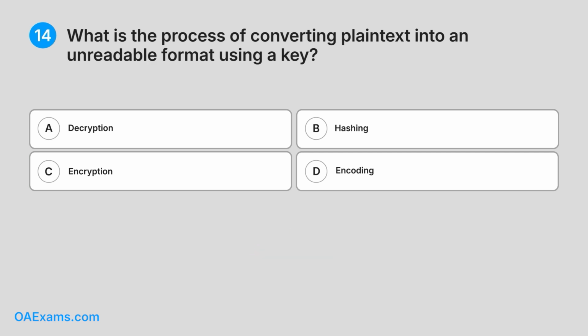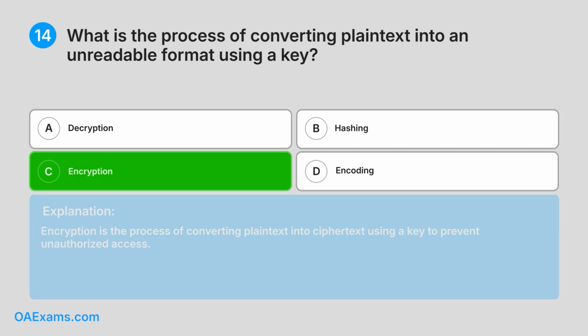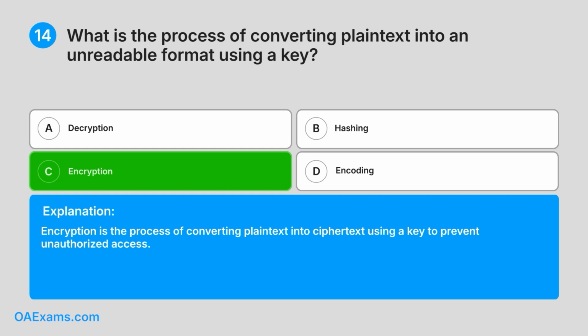Correct answer. C. Encryption. Explanation. Encryption is the process of converting plain text into ciphertext using a key to prevent unauthorized access.